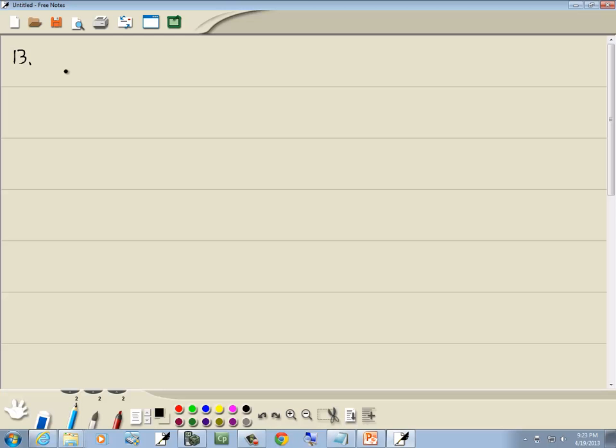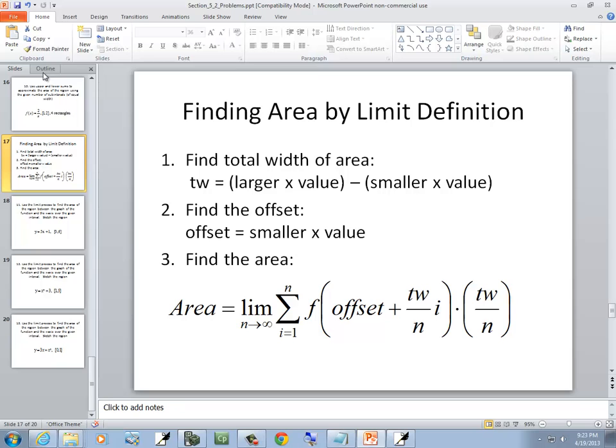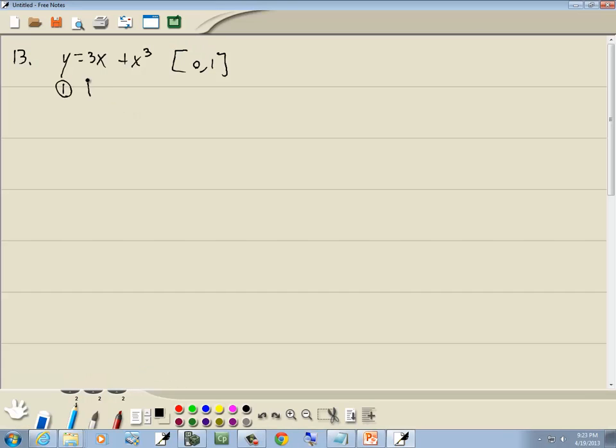So we've got y is equal to 3x plus x to the third, and 0 to 1. When it doesn't have an offset, it's actually a little bit easier. So even though this one looks a little bit harder, I think it'll be easier because it starts at 0. Okay, step 1. Find the total width of the area. Total width is going to be 1 minus 0, largest x value minus your smallest, which gives us 1.